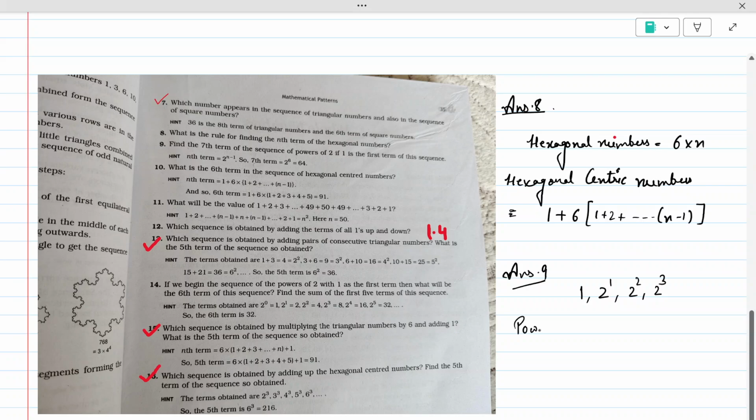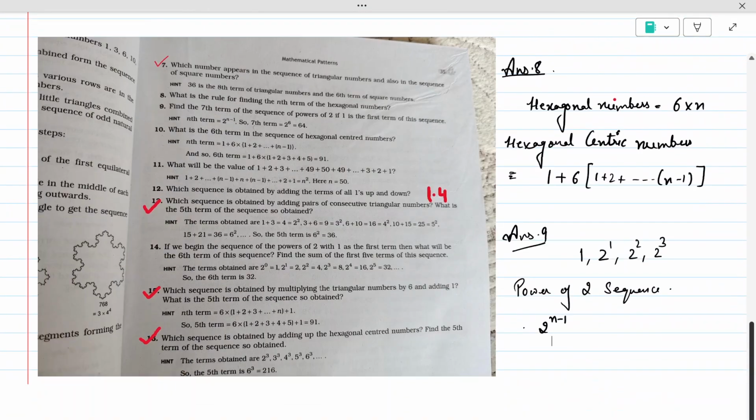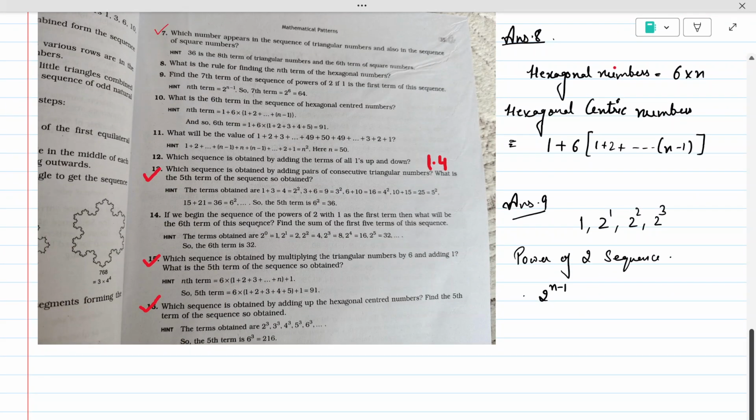power of 2 sequence, right? And what is the formula for power of 2 sequence? It was 2 raised to the power n minus 1. This we have done. This I have also written here. For power of 2, the formula is 2 raised to the power n minus 1 here. And what we are asked, we have to find the seventh term. Means for us n is 7. N is equal to 7.